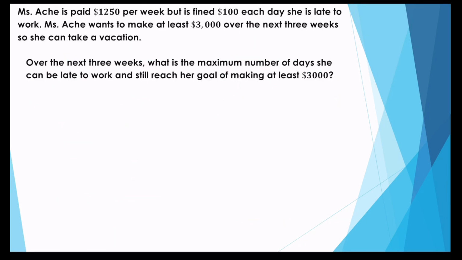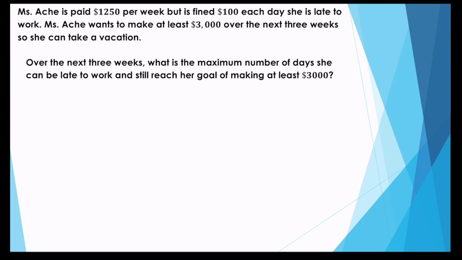So here's kind of the peak of everything where it starts getting a little bit more challenging. We have a word problem, okay? Miss Ake is paid $12.50 per week, but is fined $100 each day she is late to work. Miss Ake wants to make at least $3,000 over the next 3 weeks so she can take a vacation. Over the next 3 weeks, what is the maximum number of days she can be late to work and still reach her goal of making at least $3,000?